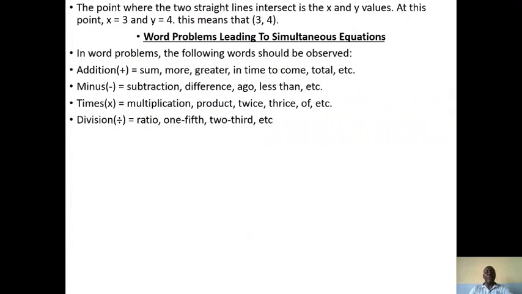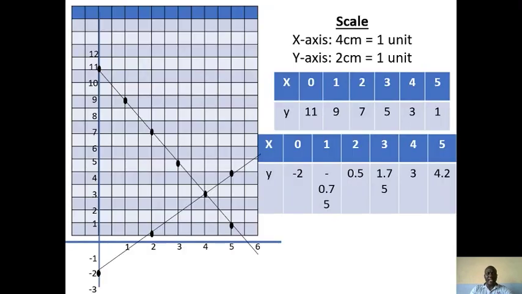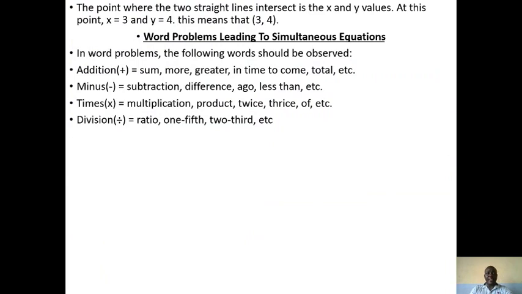So that is why I said the point where the two straight lines intersect gives the x and y values. So at this point, x is 3 and y is 4. No, it is not so. It is x is 4 and y is 3. Please take note of that, please. Please change it. It is not x is 3. It is x is 4, then y is 3.